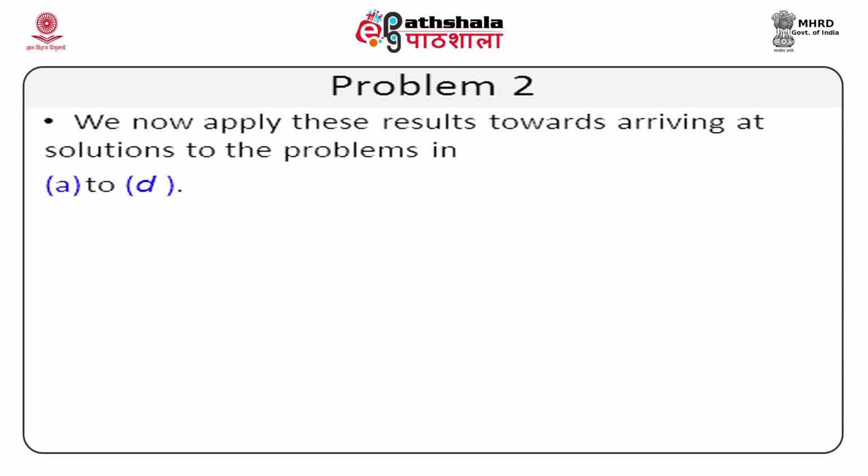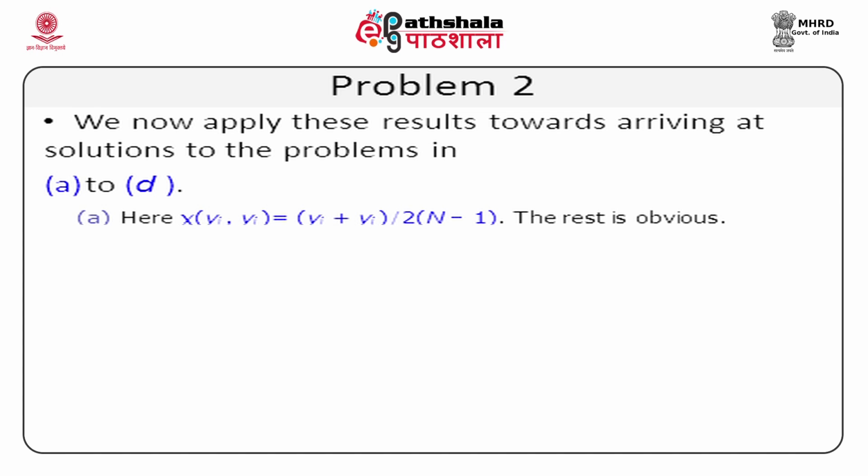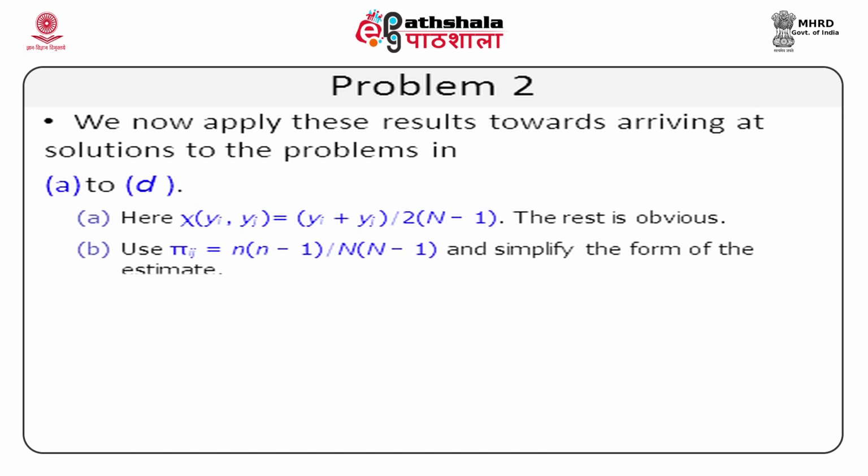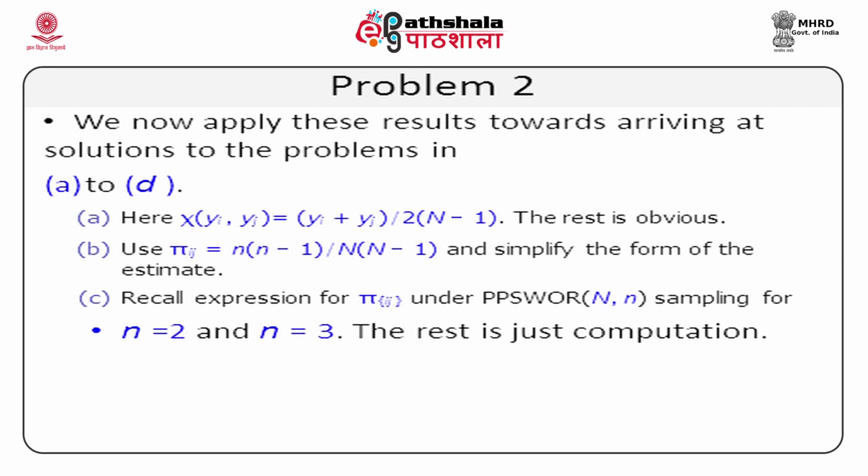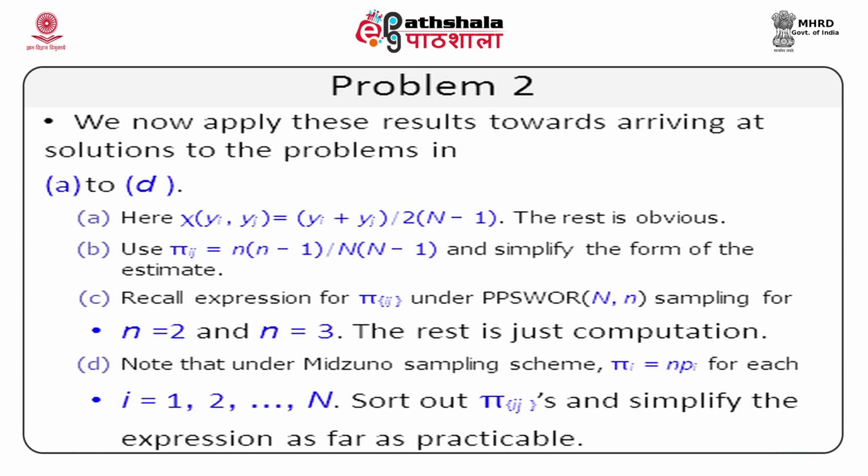Next. We now apply these results towards arriving at solutions to the problems in A through D. A. Here chi of y_i, y_j is (y_i plus y_j) divided by 2(n minus 1). The rest is obvious. For B, use pi_ij equals n times (n minus 1) divided by N times (N minus 1), and simplify the form of the estimate. Recall the expression for pi_ij under PPSWOR sampling for n equals 2 and 3, and the rest is just computation in part C. In part D, note that under the Midzuno sampling scheme, pi_i is n times p_i for each i, 1 through N.